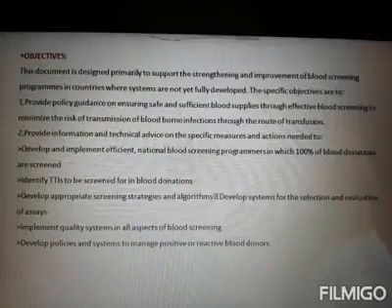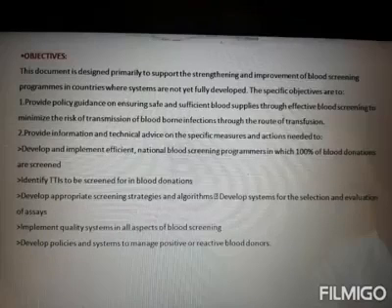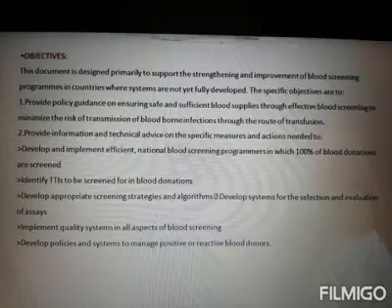The objectives of this program: number one, provide policy guidance on ensuring safe and sufficient blood supplies through effective blood screening to minimize the risk of transfusion of blood-borne infections through the route of transfusion. Number two, provide information and technical advice on the specific measures and actions.